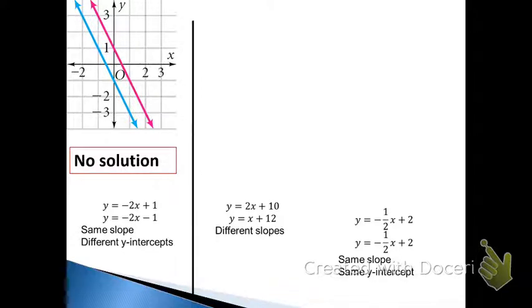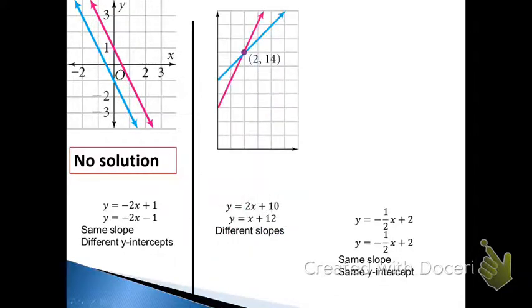Now we are going to look at the one in the middle, the one where there's one solution. The two lines intersect in one place. If you look at the bottom, notice that there are different slopes. They also have different y-intercepts, but the y-intercept actually doesn't matter. What really matters here is that there's one solution whenever there are different slopes.